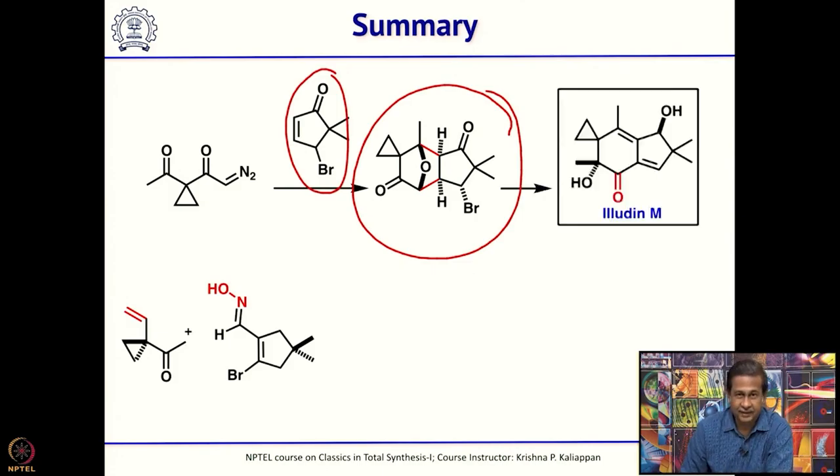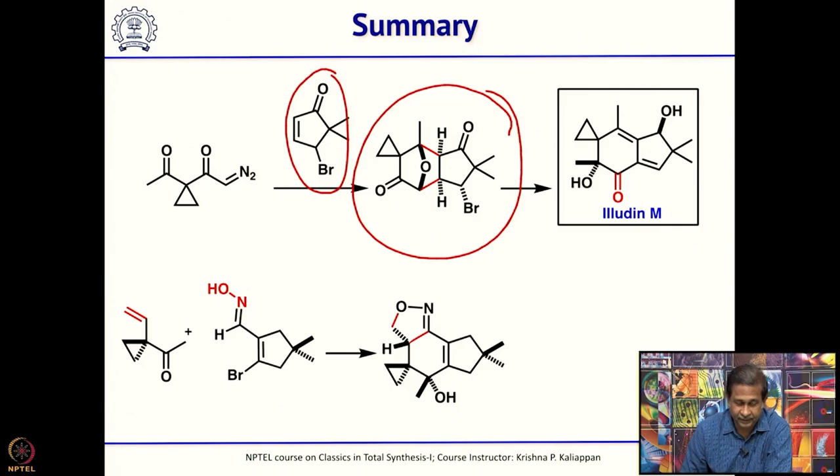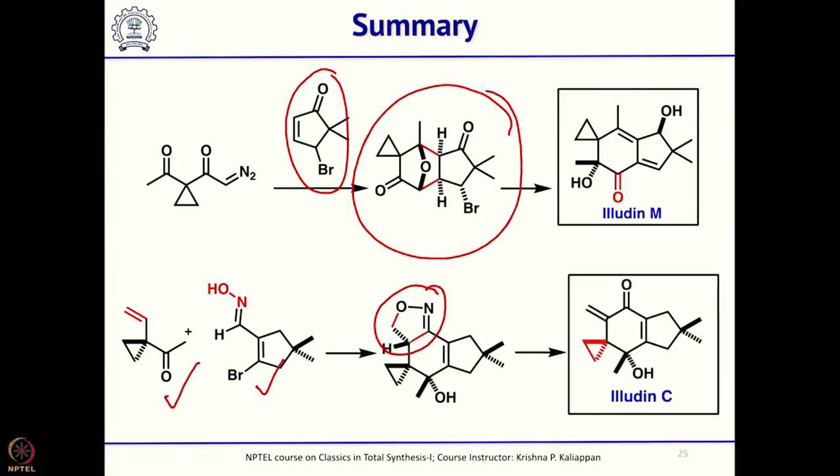In the second case, you can see the nitrile oxide precursor was made in 2 steps from this ketone and the bromine, and intramolecular nitrile oxide cycloaddition gave this intermediate, which was converted into Illudin C in a couple of steps. Okay, so these are the two natural products having cyclopropane we discussed, and tomorrow we will discuss another natural product having more cyclopropanes, and then we will move to 4-membered rings. Okay, thank you.